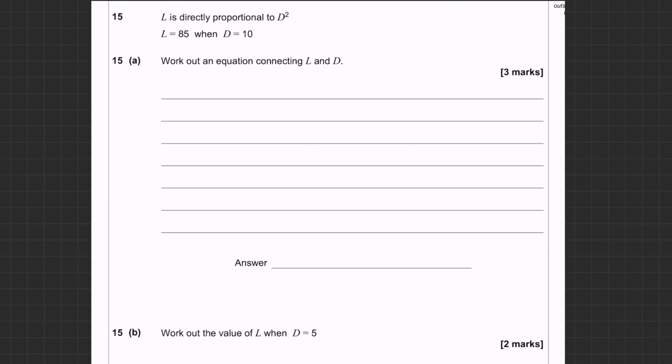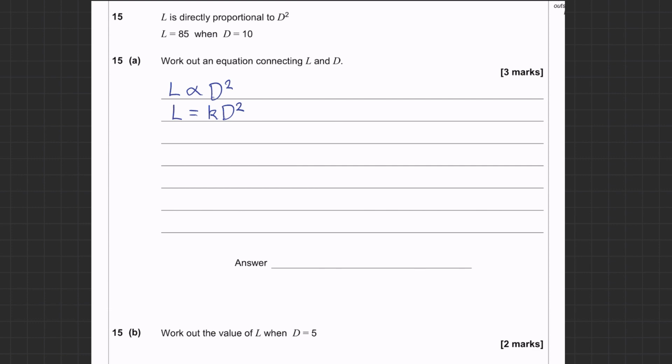Question 15. L is directly proportional to D squared. L is 85 when D is 10. Work out an equation connecting L and D. So we know that L is directly proportional to D squared. So we can write the equation L equals K, a constant, multiplied by D squared. So we need to figure out what this K value is.